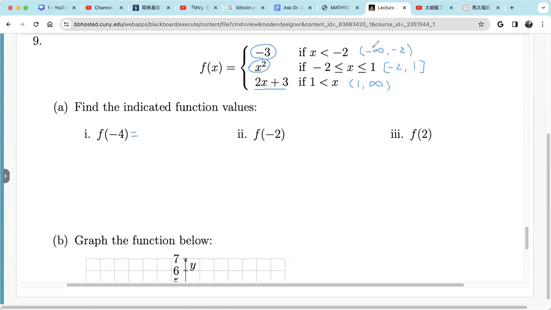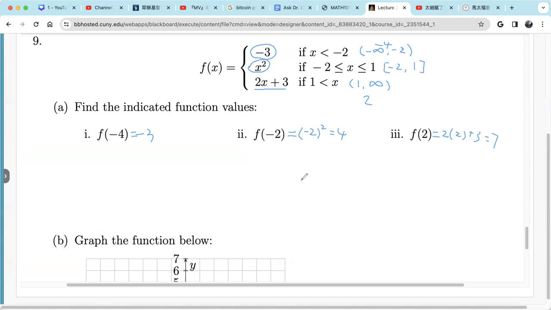F of -4, -4 is in the first interval. So that means for the first interval we look at how the function is defined, a constant function, -3. F of -2, -2 is in the second piece, right? Second piece, that's x squared. That's -2 squared, which is 4. F of 2 is in this interval. So that's 2 times 2 plus 3 to evaluate this function, which is 7.